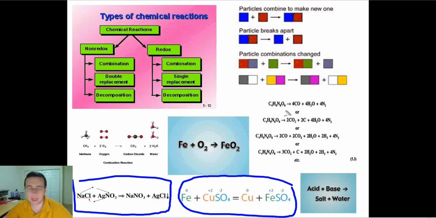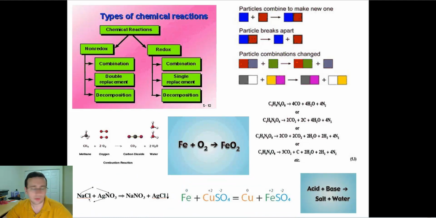Now you also have another special type of reaction. It's called combustion reaction. The combustion reaction is a special type of reaction where something combines with oxygen to burn to form carbon dioxide and water molecules. Alright? And that's basically how combustion actually looks like.